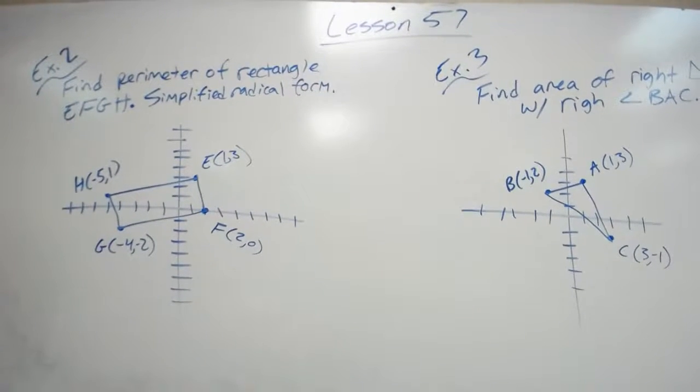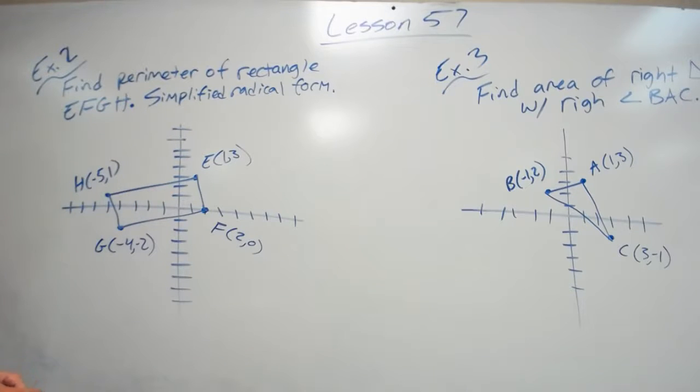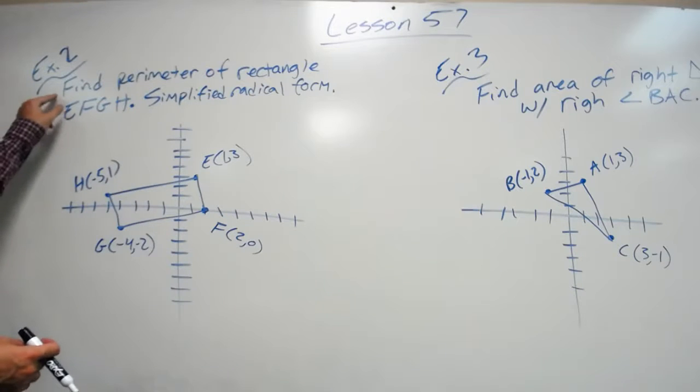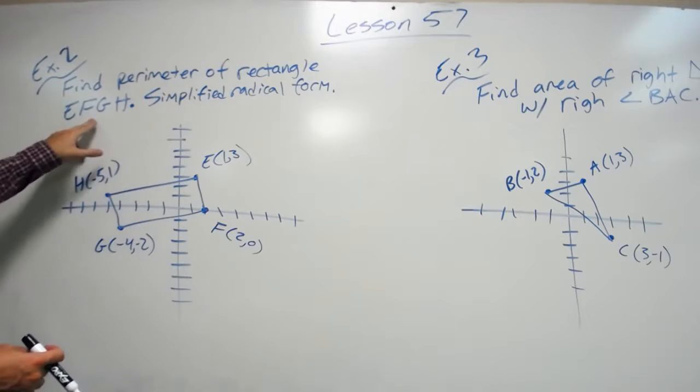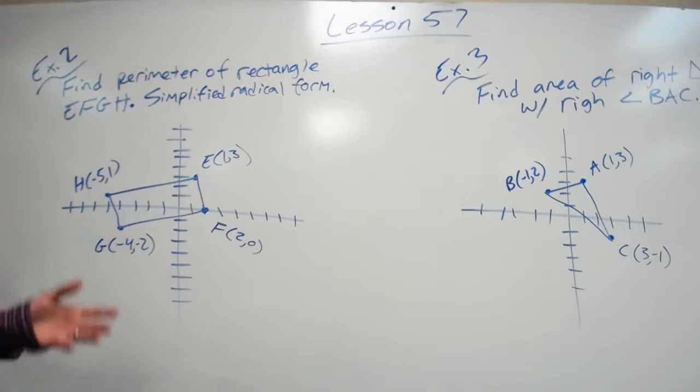In lesson 57, we're going to find perimeter and area of polygons that are on a coordinate grid. Now, to find a perimeter, all you have to do is know all the side lengths and add them together. And so in example 2, it says find perimeter of rectangle EFGH in simplified radical form is how we want our answer. And so perimeter, we need all the side lengths.